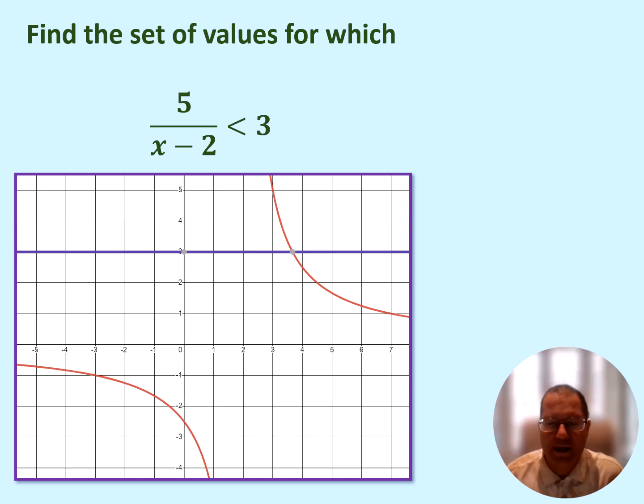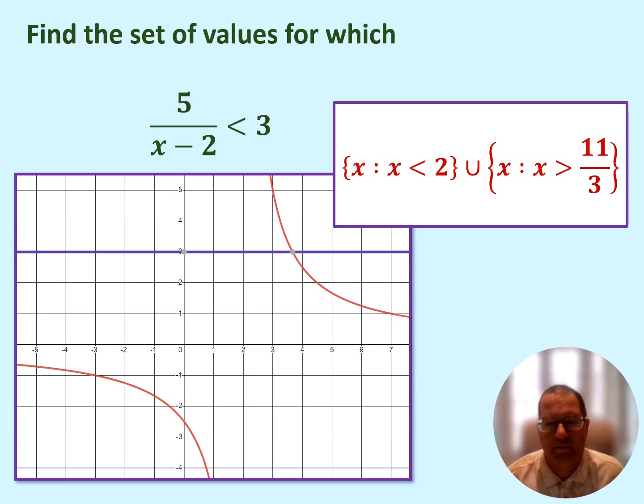Before we look at how to solve it, let's look at the graphs. So the red graph is your 5 over x minus 2, the blue line is 3, and we can see that when 5 over x minus 2 is less than 3, when the red is below the blue, that is two separate regions on our graph. If we were to solve the inequality as if it was equals, so 5 over x minus 2 equaled 3, we'd get 11/3 as the answer.